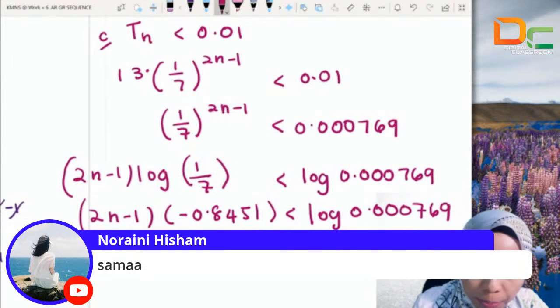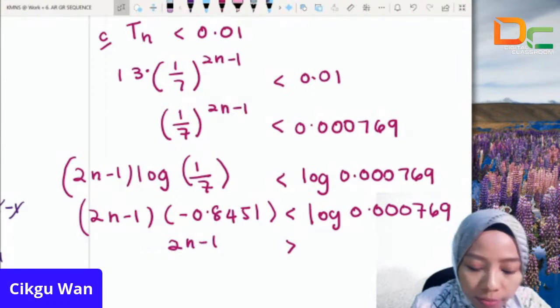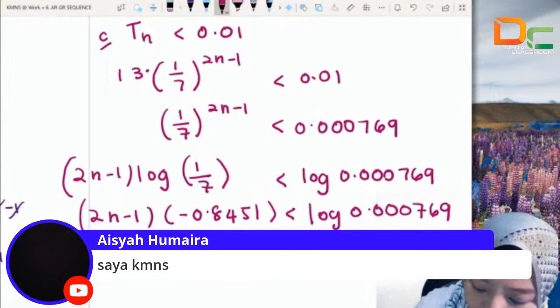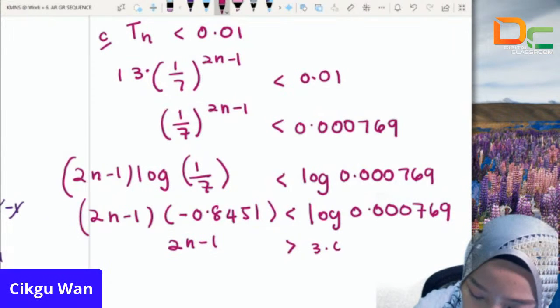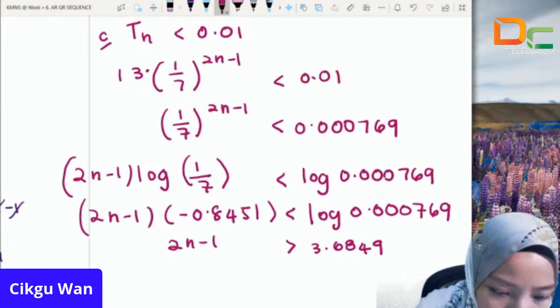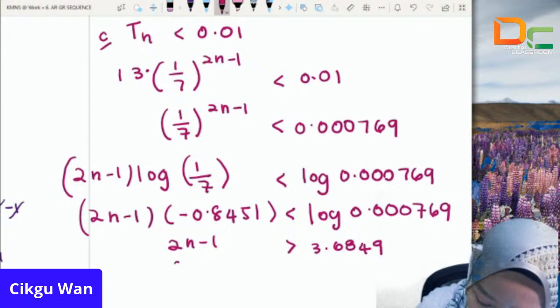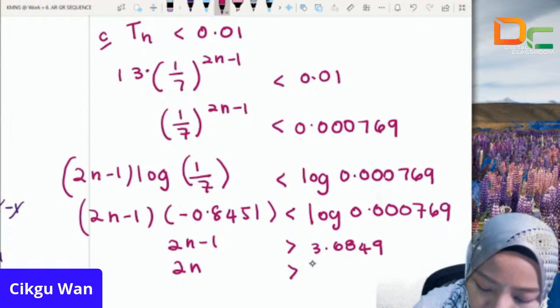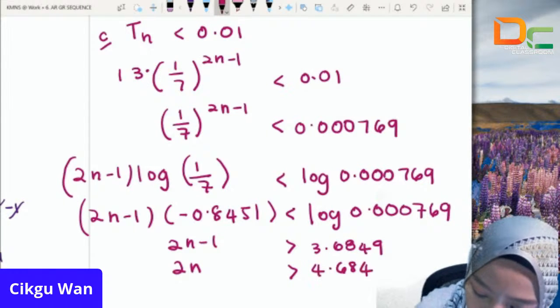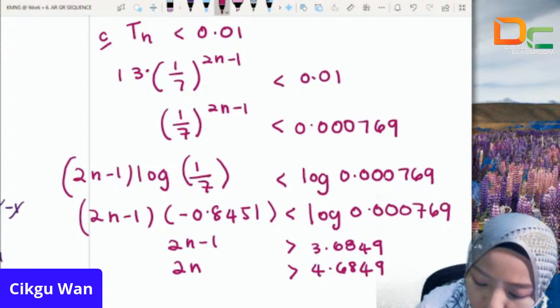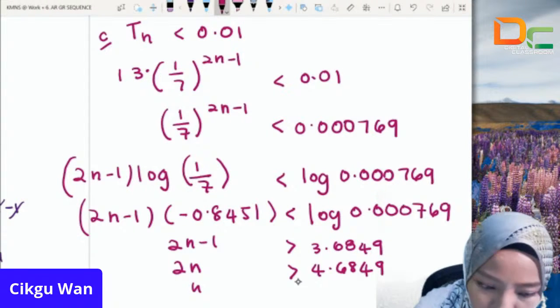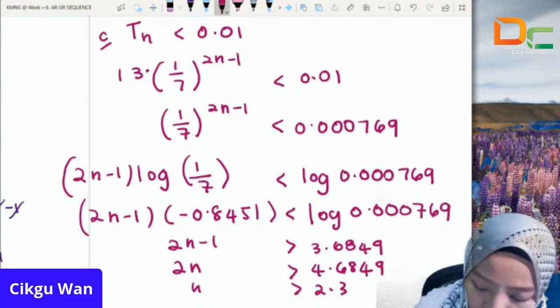Berapa ni? Dapat 3.6849. Betul? Okay, so 2n 4.6849. So when you divide by 2, okay, n will be 2.3424.